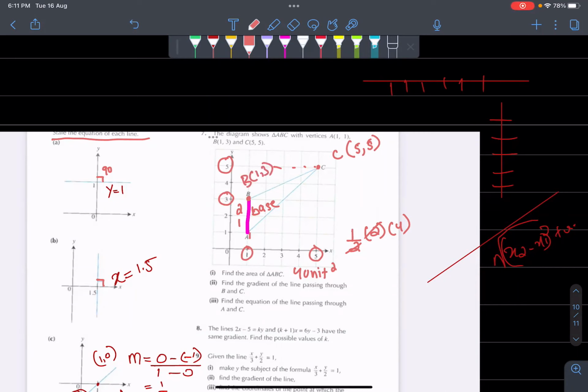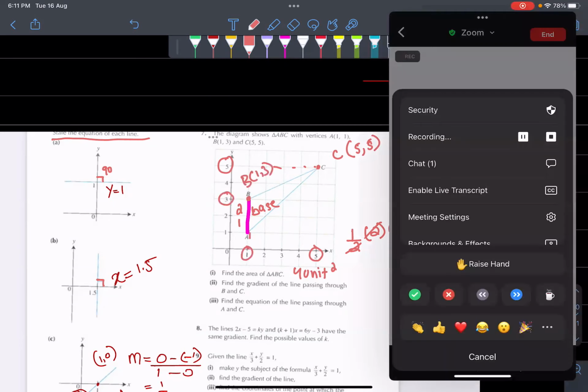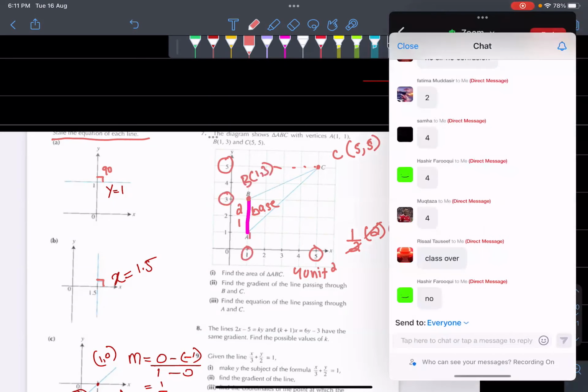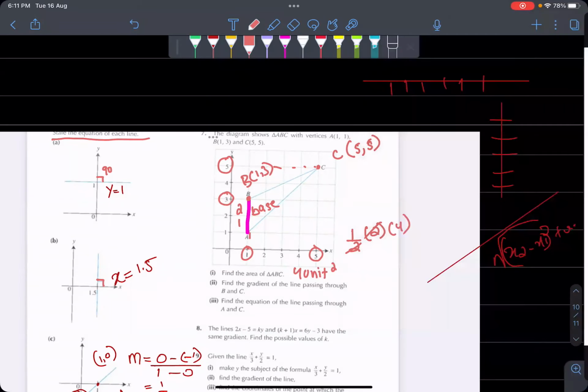Any confusion about what I just did for part B? This is also important. Any question? We will do question 7 and then I'll end the class. Okay. Okay, good. Let's continue with question 7. No questions up till now.